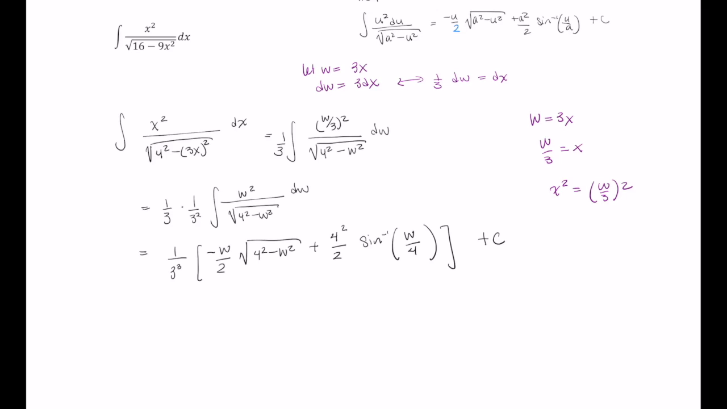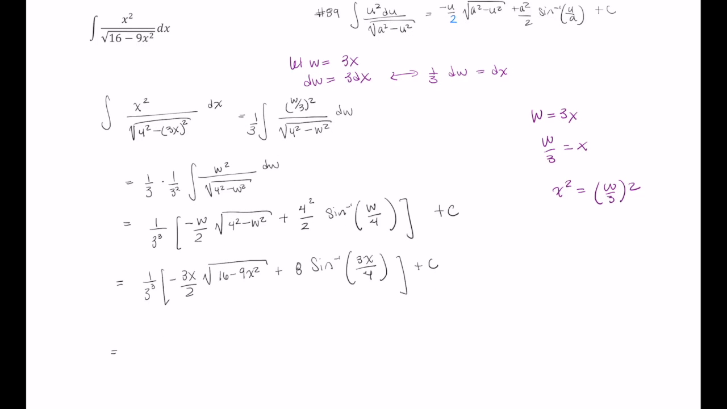Finally, let's go ahead and clean this up. So every w we will replace with a 3x. I'll work out all these powers and simplify as well. And then we can take one more step to distribute this 1 over 27. All right, and then the final thing left to do is distribute that 1 over 27.